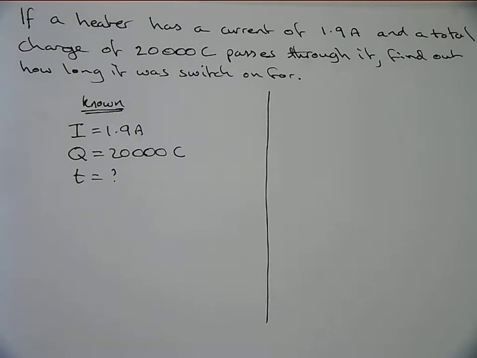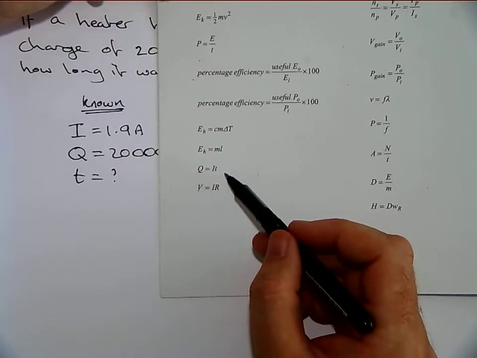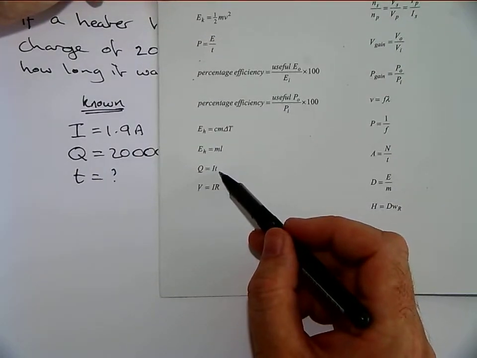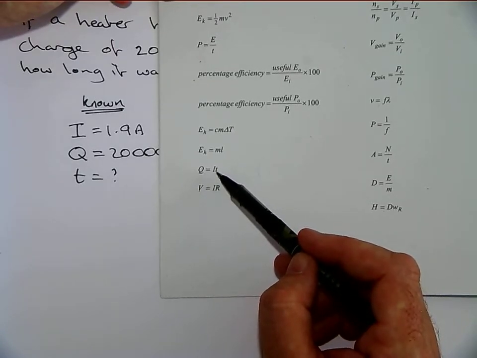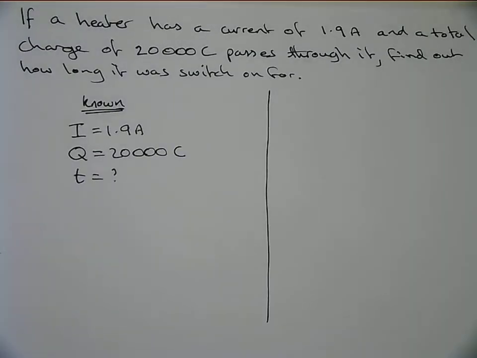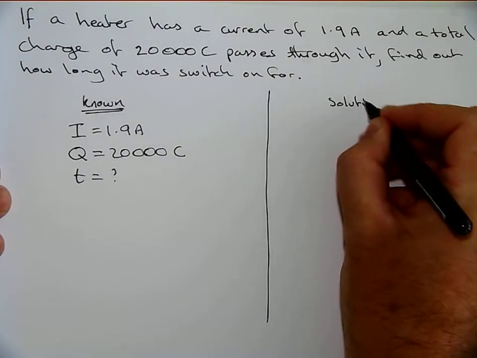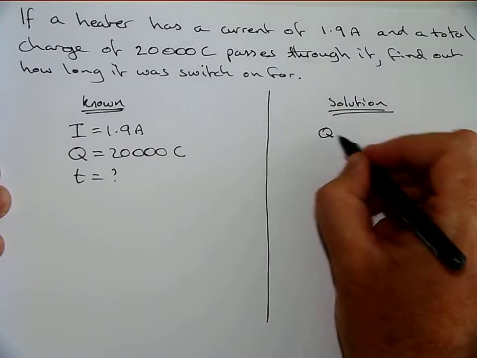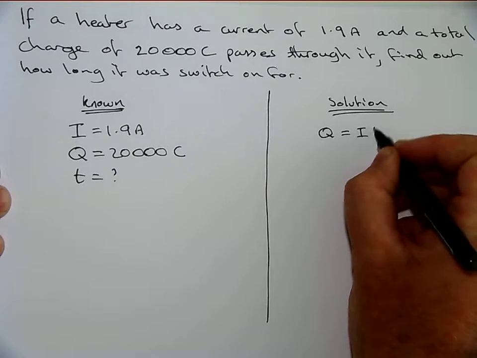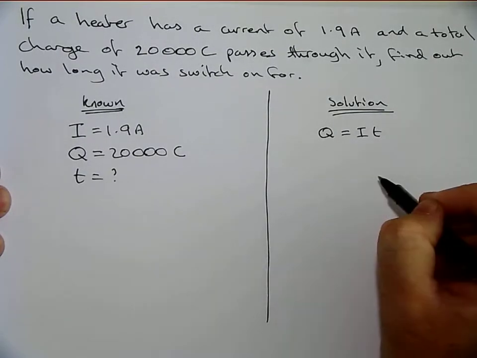Now we need to look up which equation is most suitable, and hopefully you can recognise that Q equals IT has the Q, I, T in it. We will need to rearrange it to get the T, but we can manage that. So Q equals IT. So our solution will appear over here. So we shall write down exactly what we were given, Q equals IT, but we now need to rearrange it to get T at the front.